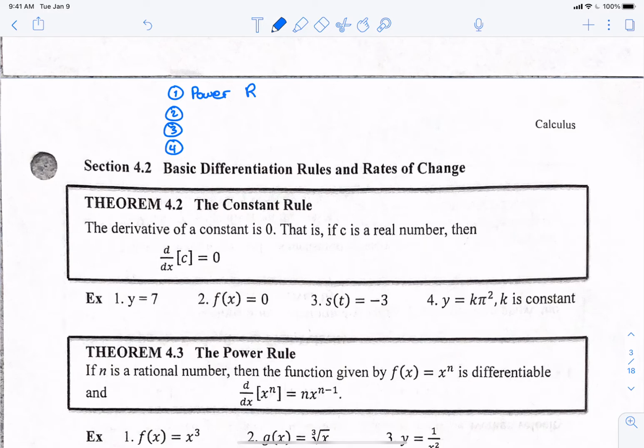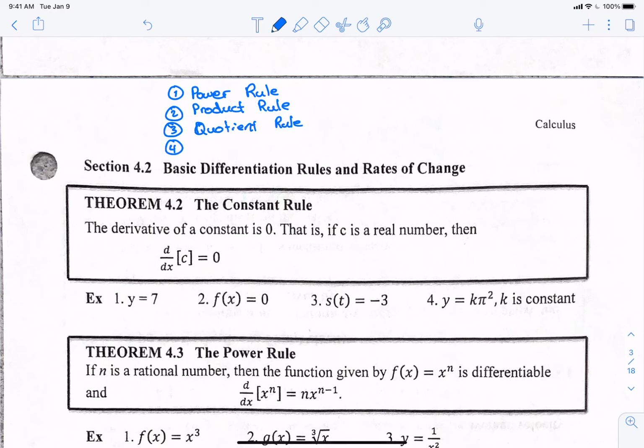We wrote these down at some point, like before Christmas break. I had you guys write these down. The power rule is what we're going to focus on today. Number 2 is the product rule, and the quotient rule.